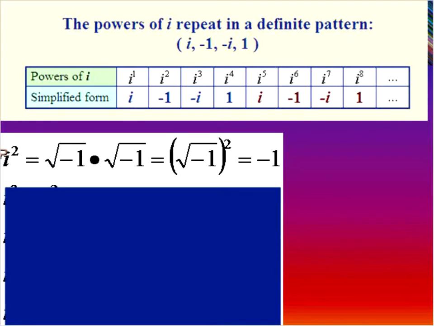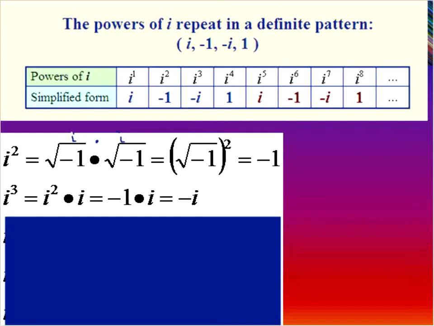i squared, how do they simplify i squared to -1? Well, i squared we can write as i times i, which they didn't put in here, so let me just write that in quick. i times i, which is the square root of -1 times the square root of -1, which is the square root of -1 squared, and squaring a square root removes it, and you have -1 for i squared.